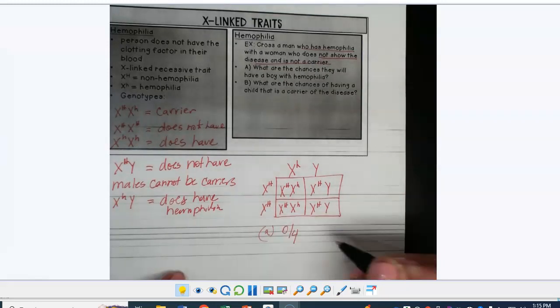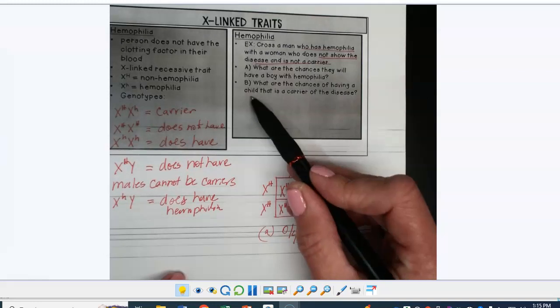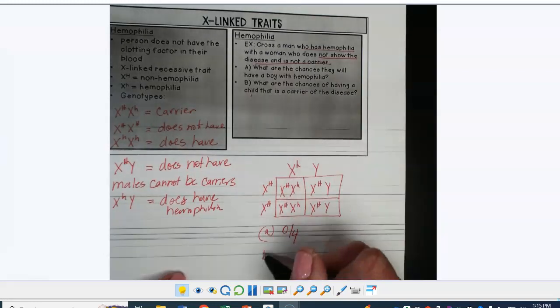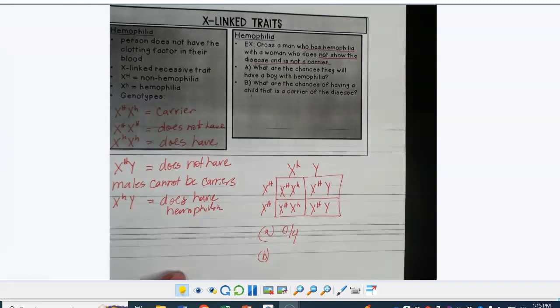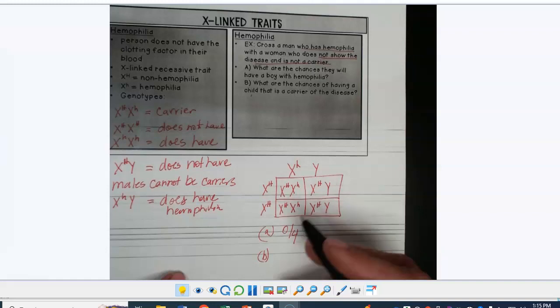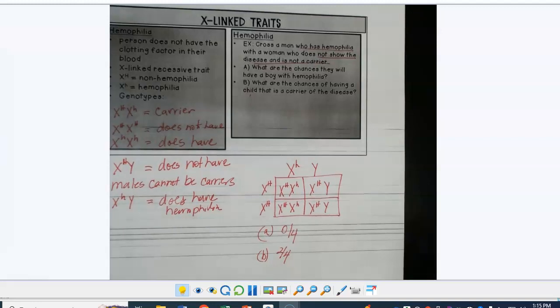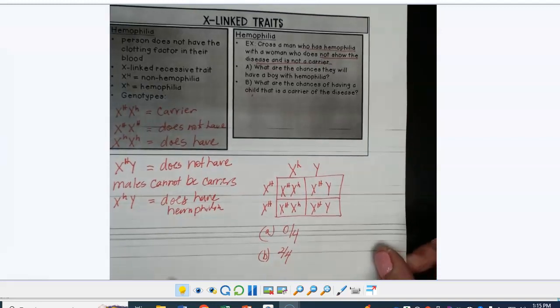So that's letter A. Letter B, what are the chances of having a child that is a carrier of a disease? Males can't be carriers. They either have it or they don't. So in this chance, we have 2 out of 4 that could be carriers. So that's hemophilia. Again, if somebody has the disorder, they do not have the clotting factor in their blood.